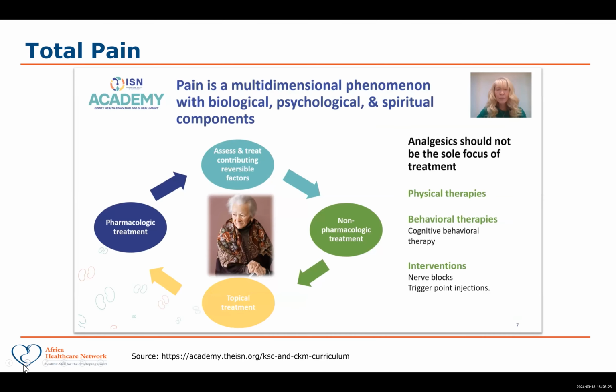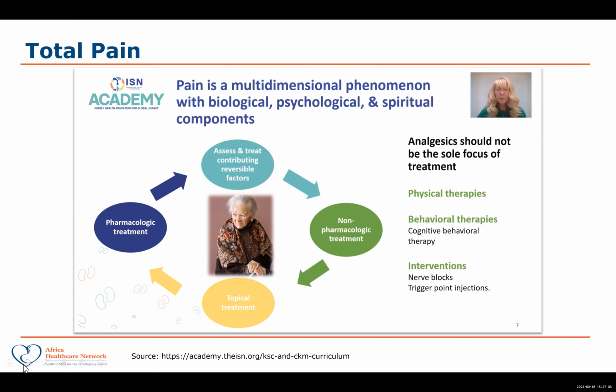For patients that are experiencing chronic disease, such as kidney failure, pain we also know can be multidimensional because it can include not only the biological or the physical aspects of pain, but it can also be psychological or even spiritual. For this, we know that analgesics, so medication, shouldn't be the only thing that we do to focus on the treatment for our patients. As we think about that, we could potentially recommend or include things such as physical therapy, behavioral therapy, or counseling related to cognitive behavioral therapy, or even access to some interventions such as nerve blocks.